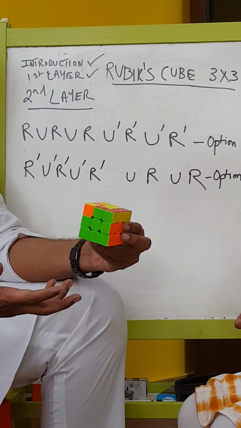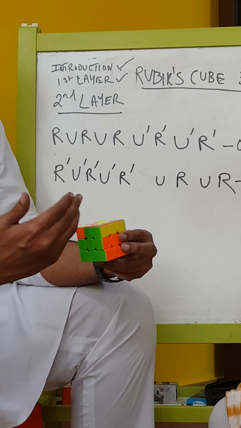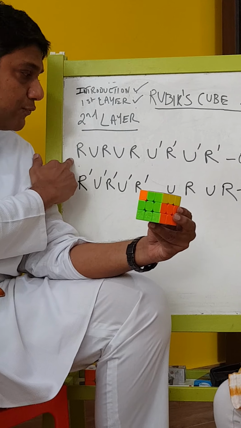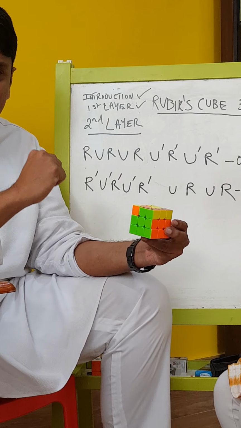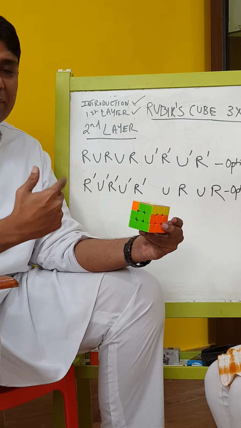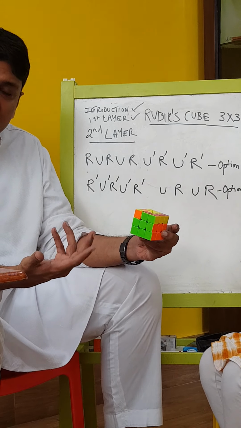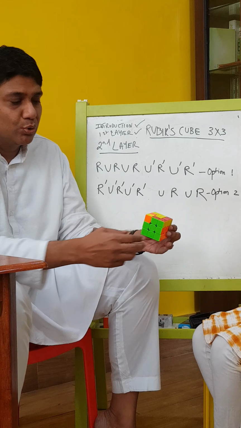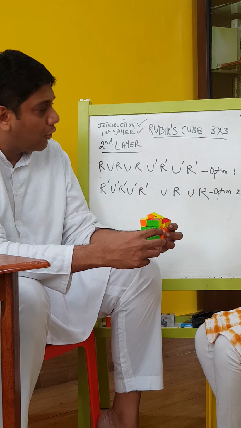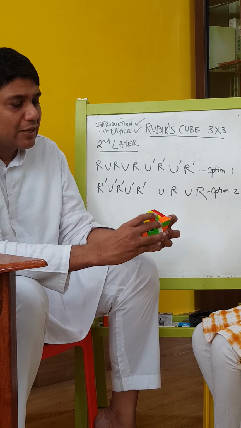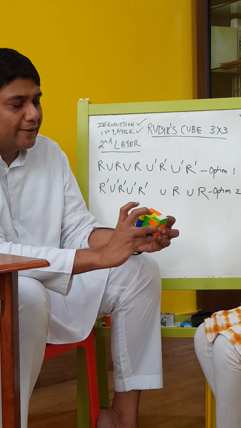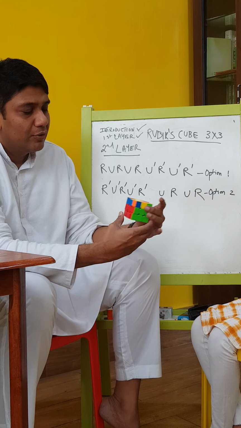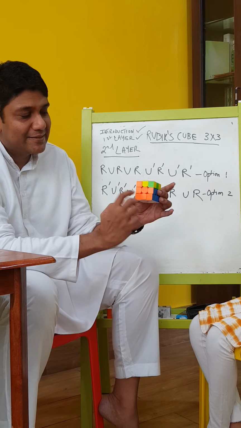There are many times the red might come in the front. If, let's say, red comes in the front, then you go for this formula, that's R U R U R U' R' U' R'. But coincidentally, all 4 times we have got colors in the front, so we are going for option 2, R' U' R' U' R' U R U R. So now we have cracked the second layer.